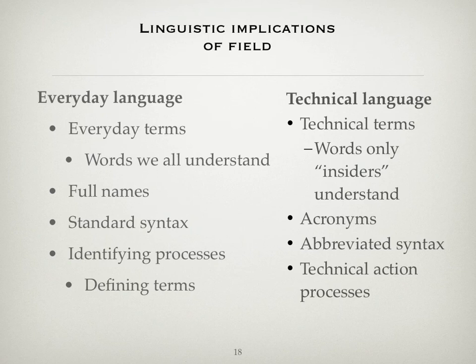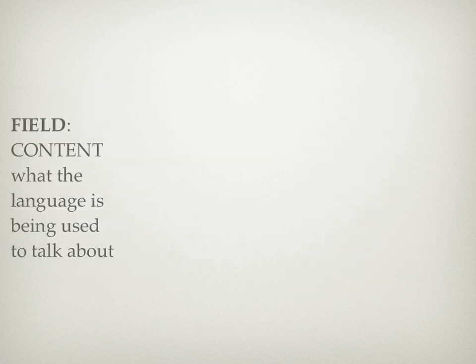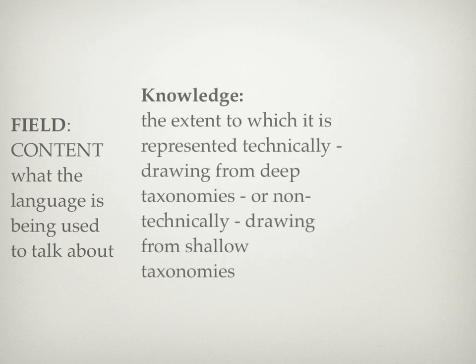Finally, let's summarize the field aspect of situation like we did with the tenor aspect of situation. Field, content, what the language is being used to talk about: basketball tactics, autotrophic organisms, crying babies, whatever. There's really one continuum here. Knowledge, the extent to which it is represented technically, drawing from deep taxonomies, or non-technically, drawing from shallow taxonomies, and hence the continuum here is shallow to deep.